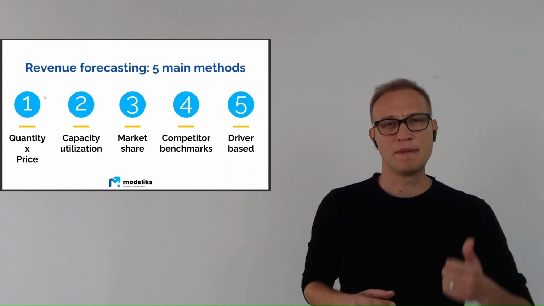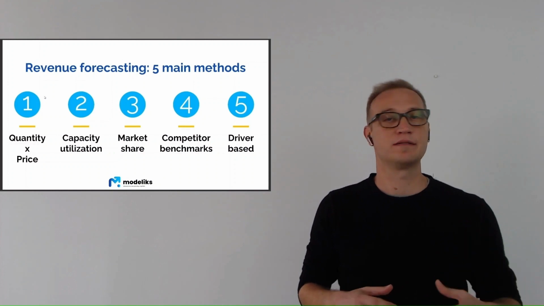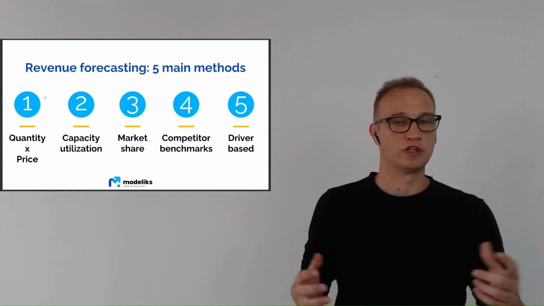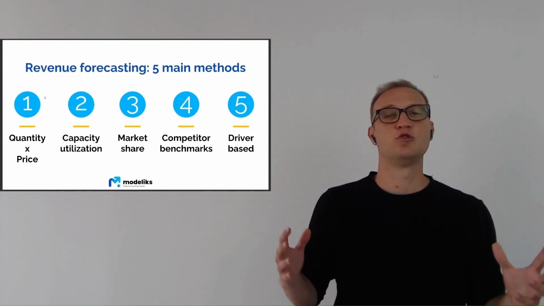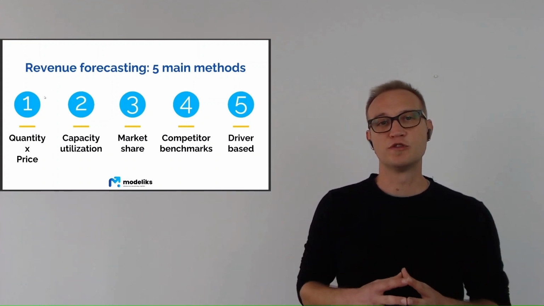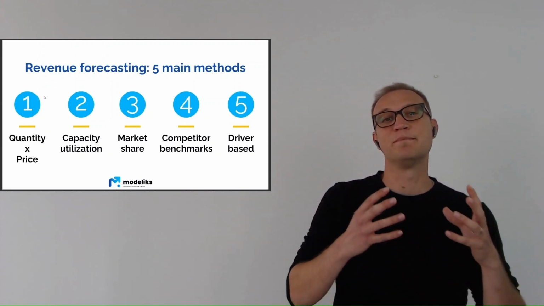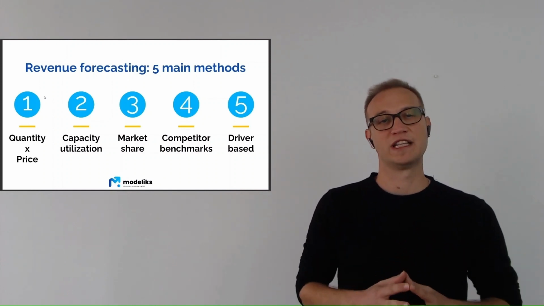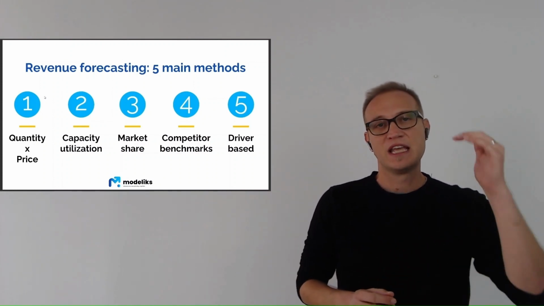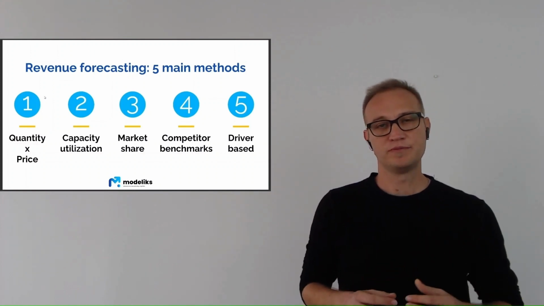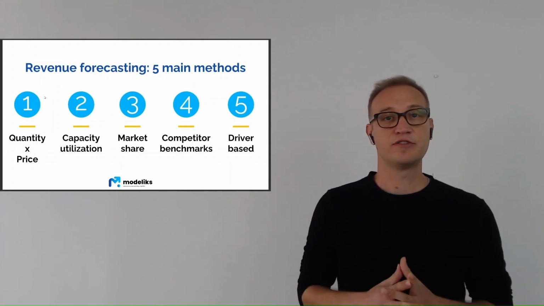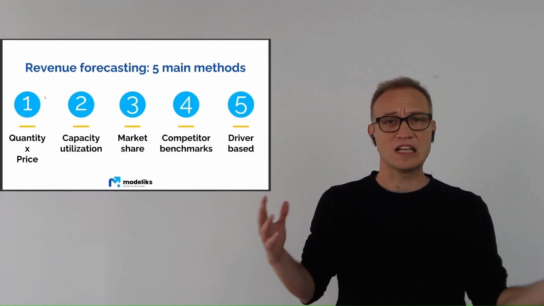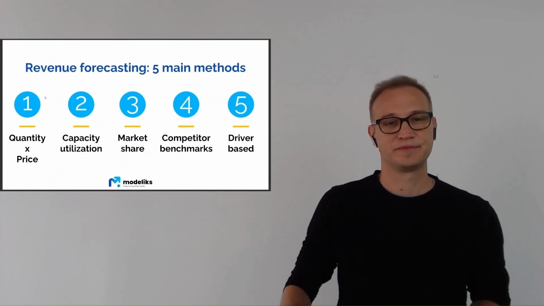revenue. Method number 1 is quantity times price. Basically, it means the number of units you're going to sell multiplied by the price for each unit. Method number 2, capacity utilization. This revenue method is useful for companies where their revenue is constrained by the capacity that their company can generate. And we'll go into more detail about each one of these revenue models. Model number 3, market share forecasting model. Number 4, competitor benchmark revenue model. And number 5 is a driver-based revenue forecasting model. So let's deep dive into each one of them separately.